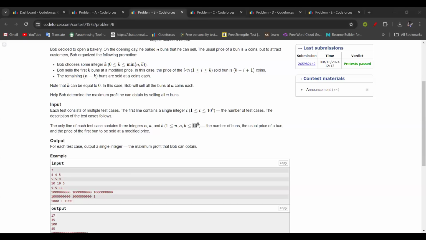So is the second problem clear? Any more doubts in it? Okay, so then we can move to the third problem.